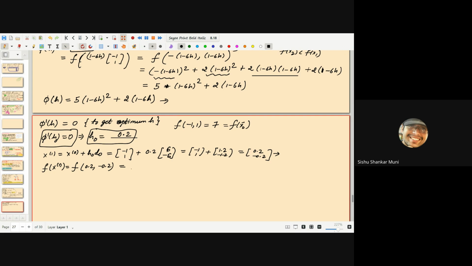But what did we do here? Our question was, see, we set phi of h naught equal to 0. Why did we set phi of h naught equal to 0? To get the step size at which phi of h is minimum. So we found from this equation, after solving that, h naught equal to 0.2 is such a value. If you take h naught as 0.2 step size, then phi of h is minimum.